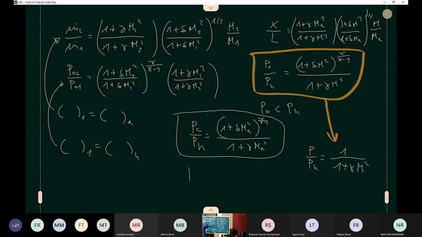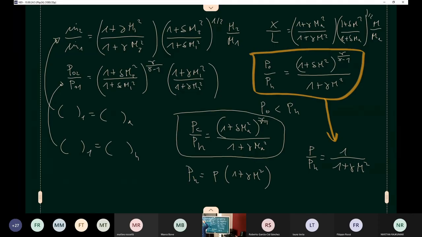Simple relation that can also be seen as the head end pressure is the local pressure multiplied by 1 plus gamma M squared. So this helps us to say that this total pressure loss, or the difference between the pressure at the aft end, so the total pressure that we have in the nozzle, and the pressure that we have at the head end, will be greater when the Mach number is higher.